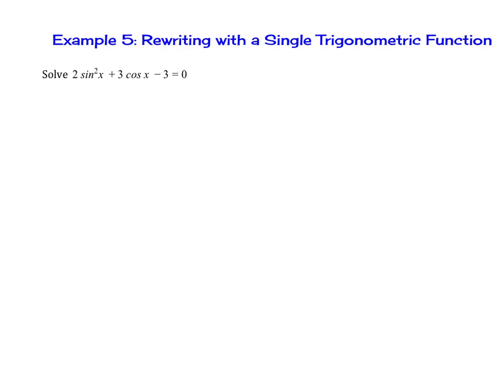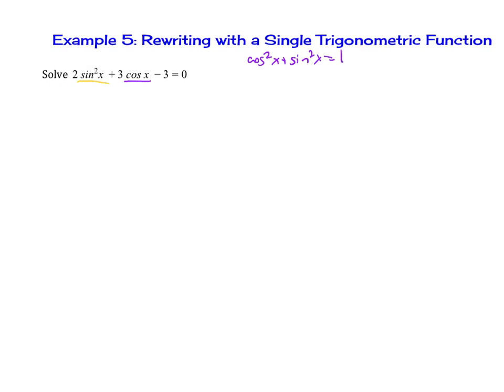To simplify, we're rewriting with a single trigonometric function. So we see 2 sine squared of x plus 3 cosine of x minus 3 equals 0. We notice we have two different trig functions. Since we have a cosine of x, the only one that we can change is the sine squared of x. So cosine squared of x plus sine squared of x equals 1.